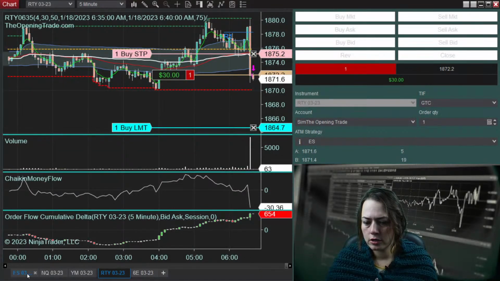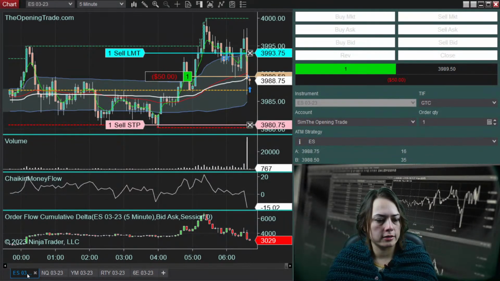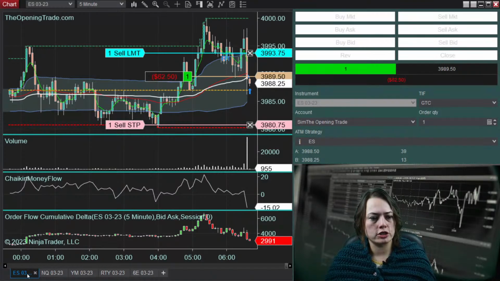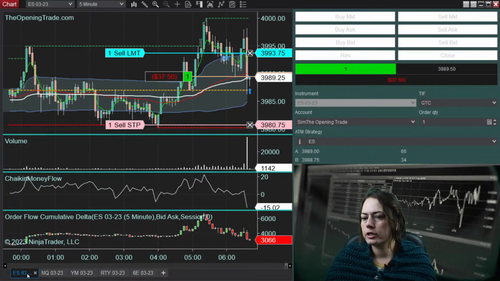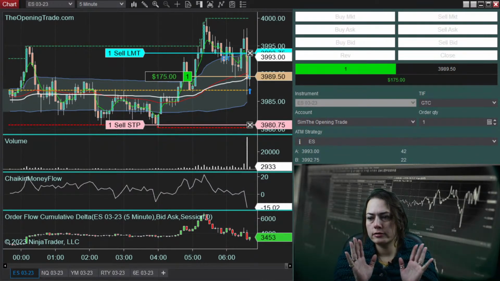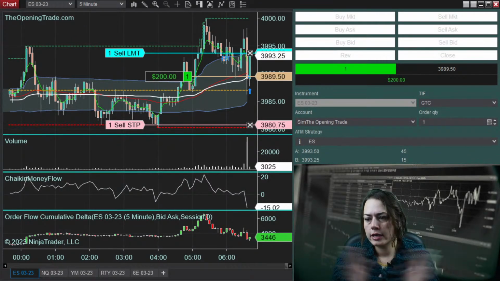Order submitted. We have an order submitted because I was not paying attention. So here we go. We're in an automated trade on the ES, which is the S&P 500. This is what we like to see. It's in an automated trade. Order filled. It did.